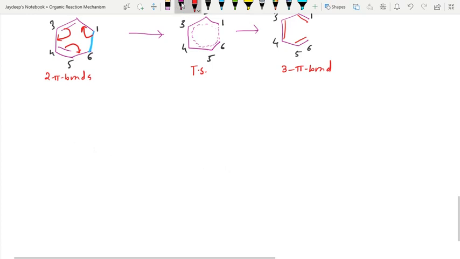Now let us consider the second class of reaction, that is cycloaddition reaction.